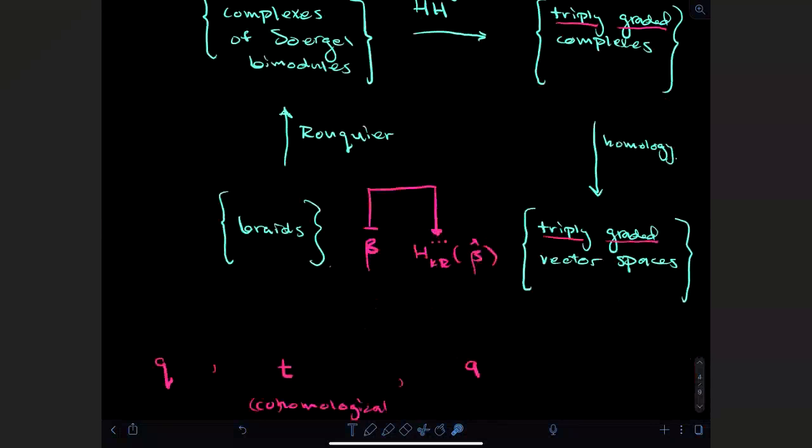First off, because these were complexes of Soergel bimodules, we have a cohomological grading, the T grading. These bimodules were in fact not just bimodules, they're graded bimodules over a graded ring. This Q represents the grading inherent to those bimodules. This last grading appears once you take Hochschild cohomology. So this is the Hochschild grading.